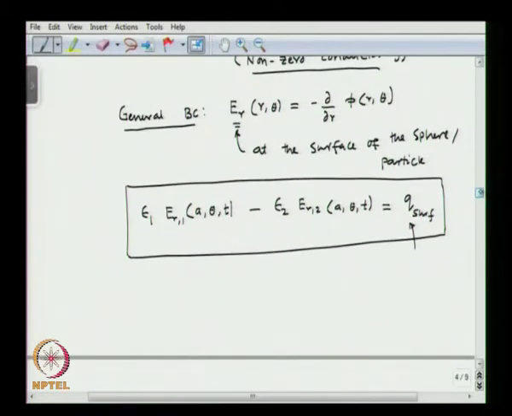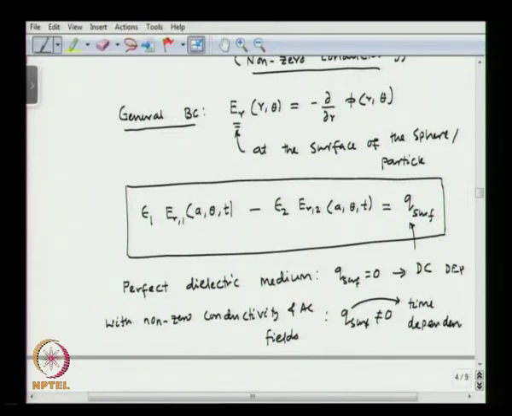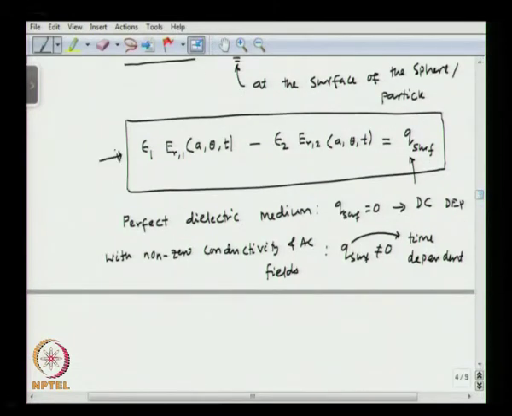So, if you have a perfect dielectric medium, then the q surface is 0, and this was the case we considered in DC dielectrophoresis. With non-zero conductivity and AC fields, the q surface is not equal to 0, and this is going to be time dependent. The surface charge is going to vary with time. So, this is the boundary condition we are going to use in AC dielectrophoresis. Let us call this equation A.